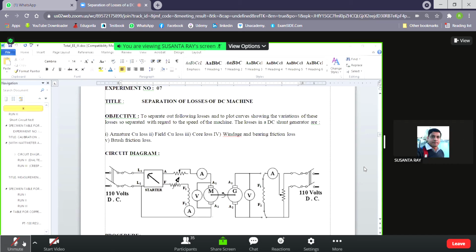Kollol Dotto. Yes, sir. Can you tell me what is this? What are windage and bearing friction losses? Windage loss is the loss due to the air friction of the rotating armature, and friction loss is the loss due to friction of the bearings in the machine.